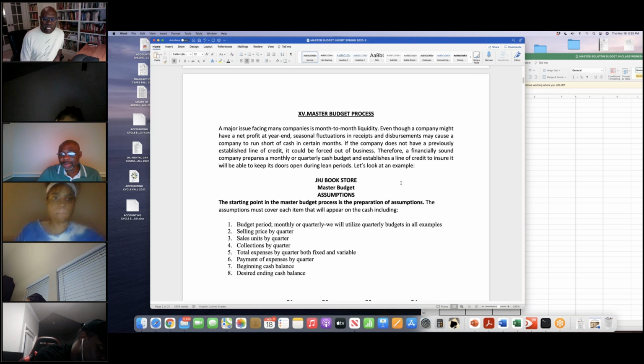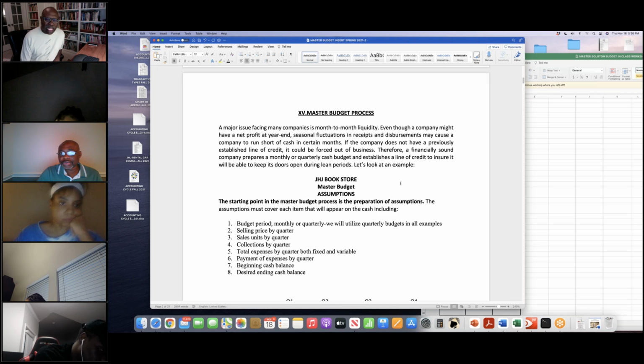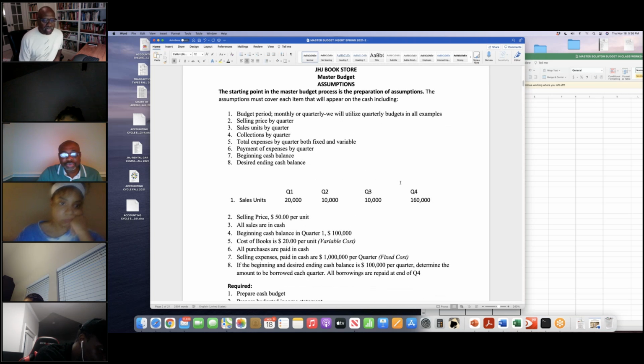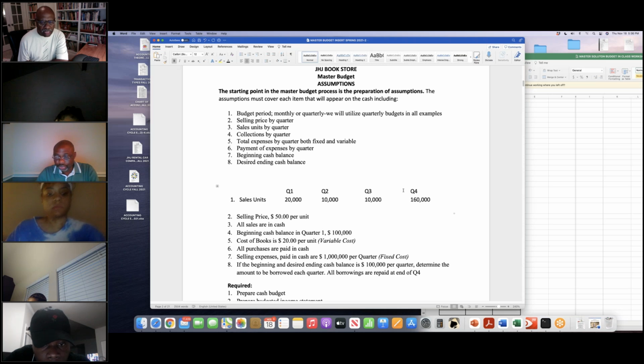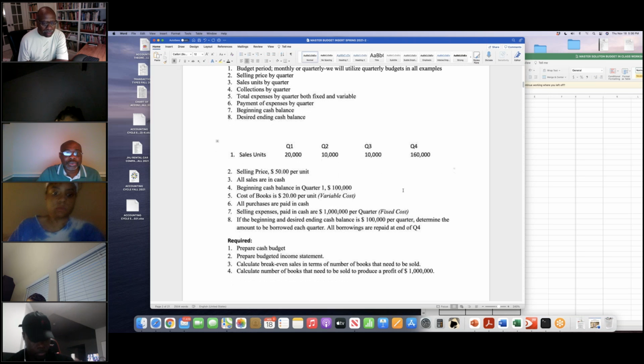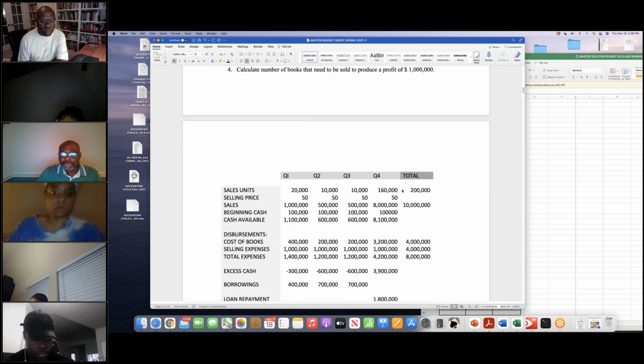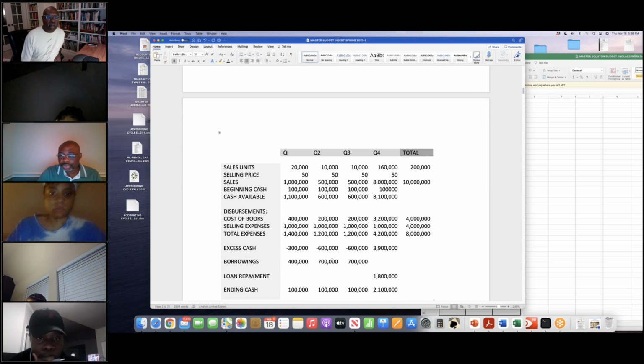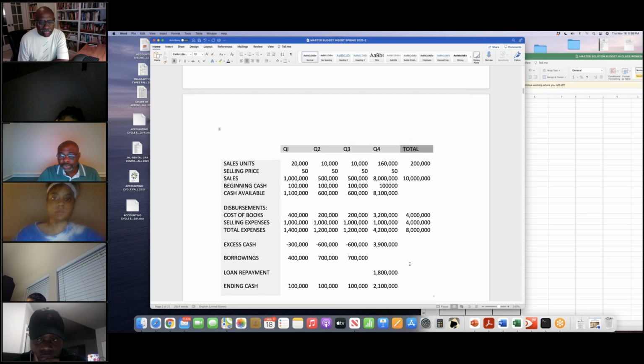Okay, then we go to the master budget process. And our goal with the master budget process is always to see where we are cash wise and have integrated financial statements, balance sheet, and income statement. And so we looked at a situation where a company was having to borrow quarters 1 and 2 and 3, but then made income. And we stated that if you didn't have a plan to borrow this money, then you'd be out of business.